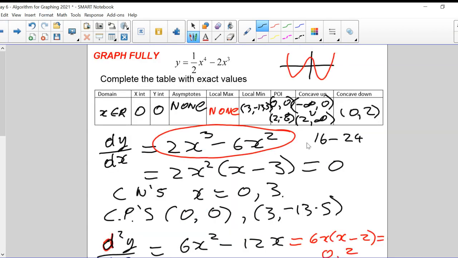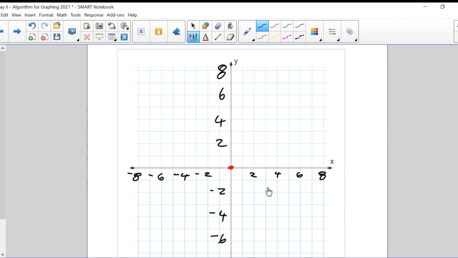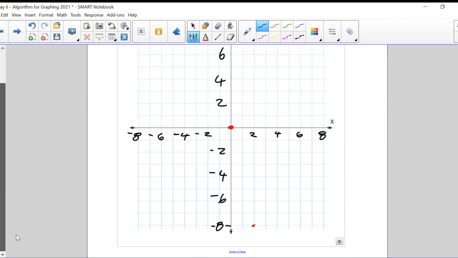And what else do we have now? Local min at 3, minus 13.5. I'm not going to be able to put that on my graph. 3, minus 13.5 is going to be somewhere way down here. That's approximate. That's not the best way to do it. So I'm going to try to put something together. Another thing we know is that a function like this has end behavior going from quadrant 2 to quadrant 1.